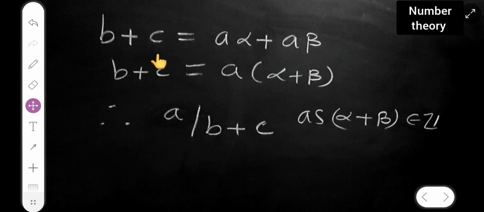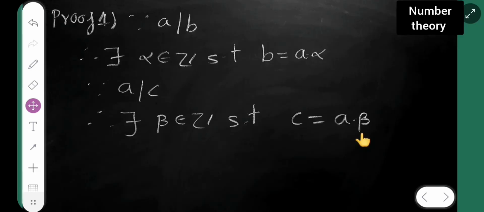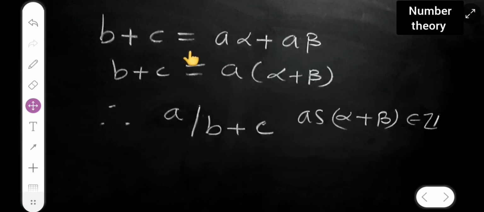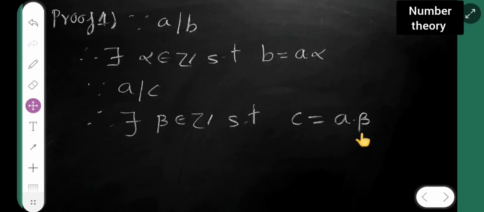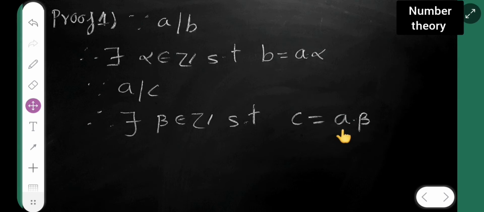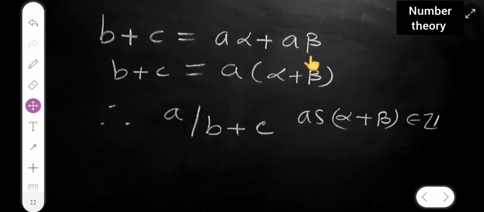Now b plus c is equal to what? Now we need this b plus c, right? So what is b plus c? It is equal to, now b is equal to a into alpha, place the value here, plus what is c? c is nothing but a beta. Now take the a common, okay, and then alpha plus beta. Therefore you will get a divides b plus c, as this belongs to integers.